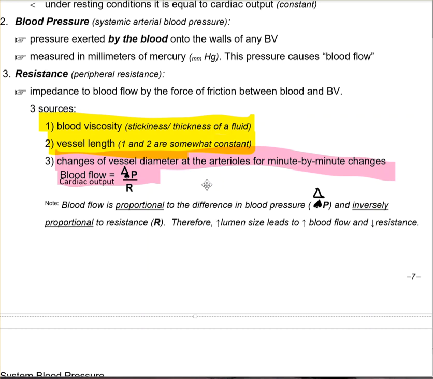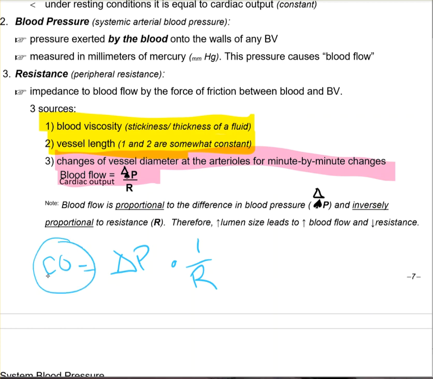What we mean by that is that the more resistance you have, the lower the blood flow. Another way you can write this equation is cardiac output or blood flow is pressure change times 1 over resistance. That is the same as that. So when we do the 1 over, it means that if this number goes up, cardiac output will go down. If cardiac output goes up, then that must mean that this number is lower. So they're inversely proportional to each other.